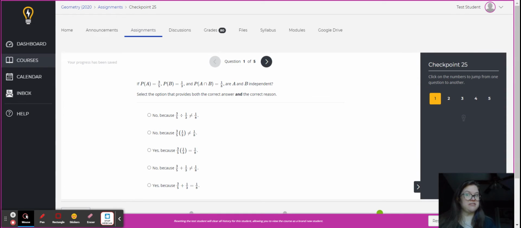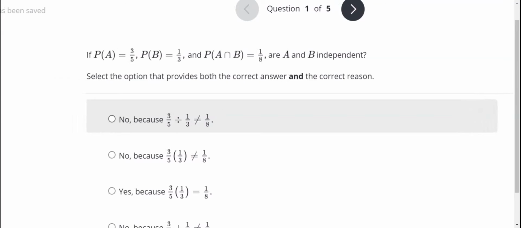Okay, here's checkpoint 25 in 5 minutes. So first I'm going to zoom in on this so you can see it. We want to know, are these two events independent?